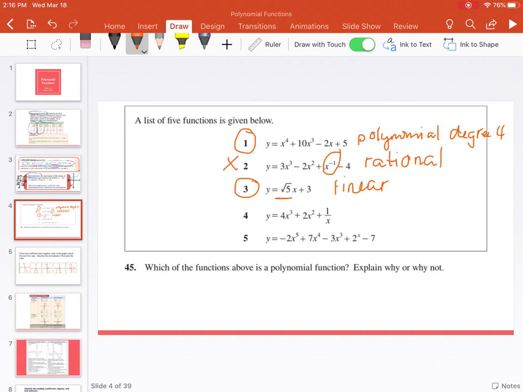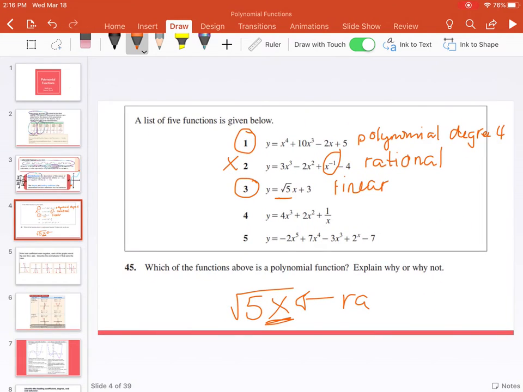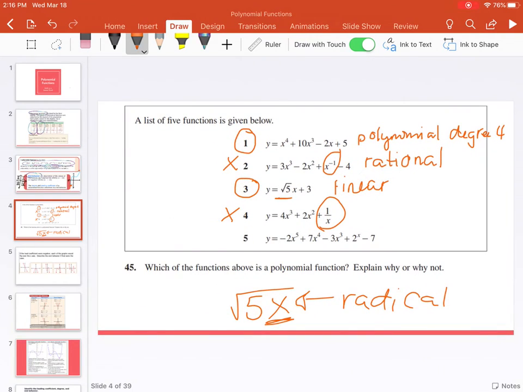If I had a square root of 5x, where the square root was applied to the variable, then I would no longer have a polynomial function, and that would actually be a radical. So that's something you need to watch for. Over here, not a polynomial function. The reason being is we have a variable as a denominator. Over here, number 5, also not a polynomial. So I'll go back to 4 and write that it's a rational graph. We know number 5 is not a polynomial because it has a variable as an exponent, so it's actually going to have similarities to an exponential graph.